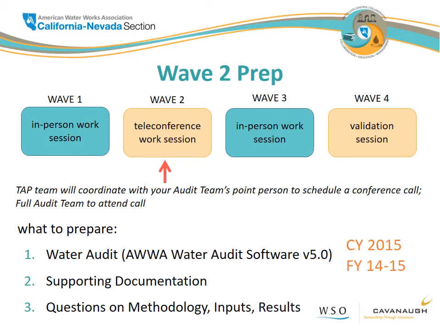The water audit in question should be the one that you most recently submitted with your Urban Water Management Plan by July 1st of 2016. And that generally is going to refer to either your fiscal year 14-15 or calendar year 2015, depending on whatever you chose to base it upon for your Urban Water Management Plan submittal.